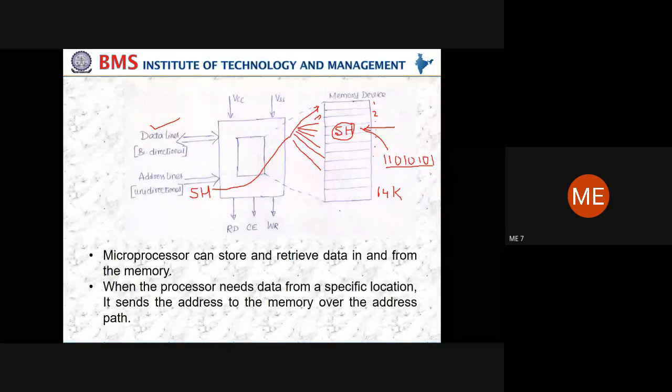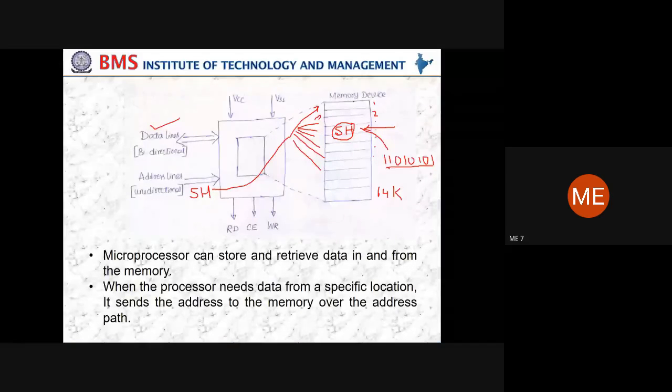Through what is it going to flow? This is the information present in one of the memory locations. I am retrieving the information. When I am retrieving the information, it will go through what is called the data line. This is bidirectional. You can't send it through the address line because the address line is only unidirectional. It can send only the address to the microprocessor. From the microprocessor, it can't take anything.